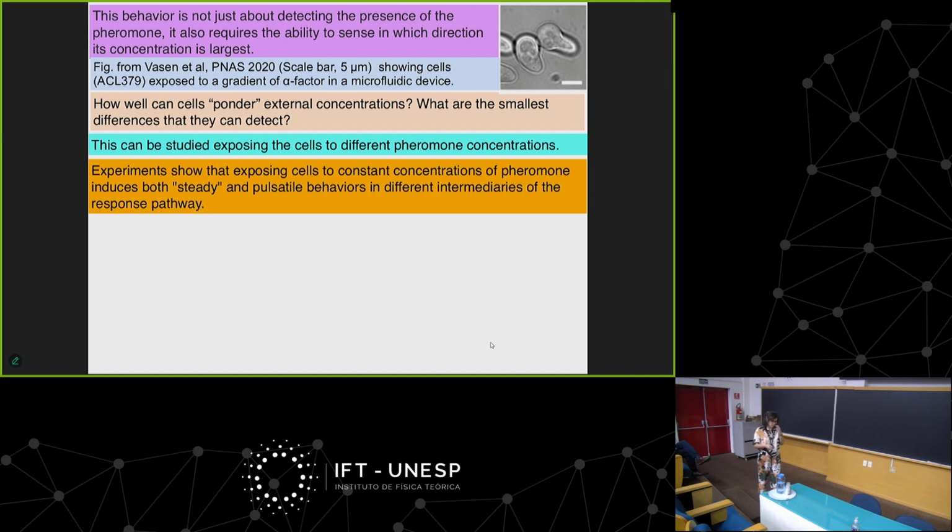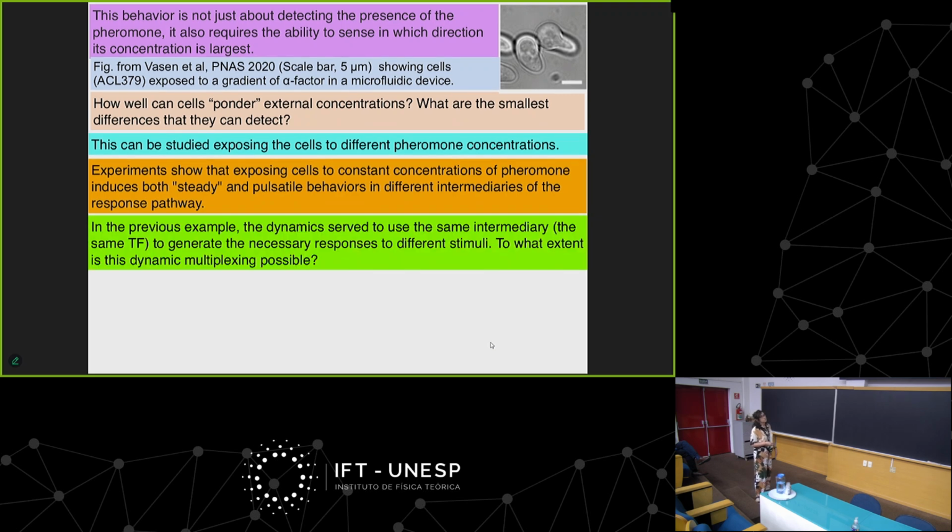Something that happened was that in the presence of pheromone, you have what we call the amplitude encoding response type, which is that the intermediaries of the cascade show a dynamics that is similar to that of the change you introduced in the pheromone, which is not pulsatile. And in other cases, you can also have pulsatile behavior. And so before, we saw that the pulsatile behavior was used to multiplex, so to use the same signaling molecule, the same transcription factor, with different dynamics to signal different stimuli, to identify different stimuli.